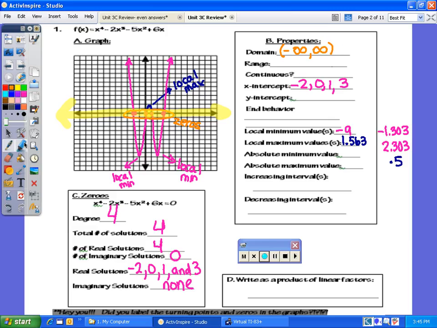My range, think of limbo. How low do you go? How low do you go? Okay, so I guess maybe you guys don't play limbo, but that is what range is. How low do you go? And how high do you go? So you'll notice right here, the lowest point is -9, which happens to be our local min. So with a bracket, my range goes from -9 and then it shoots up to infinity.